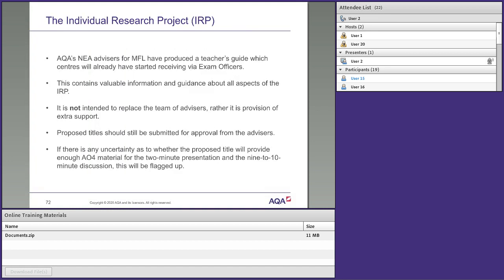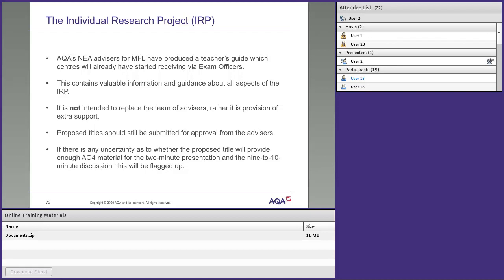So the individual research project. AQA's NEA advisors for MFL have already produced a teacher's guide, which centres should have received via their exam officers. If you've not had that, get in touch with the MFL team at AQA and they will ensure that you get sent that out. It contains valuable information and guidance about all aspects of the IRP.